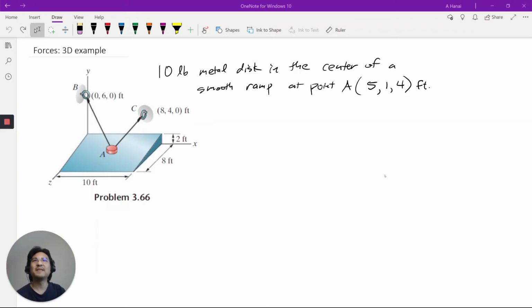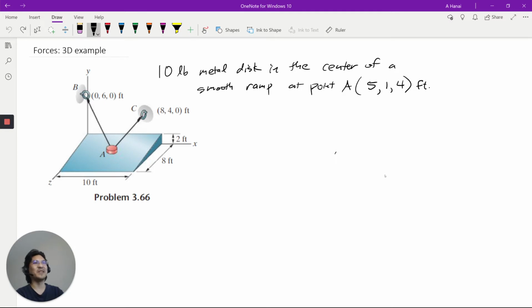Hey everybody. Alright, so for this video, let's try an example solving forces with a 3D system this time. So let's say we have this 10-pound disc right in the center of a smooth ramp, so we know the coordinates here. Okay, so we start as usual, free body diagram.